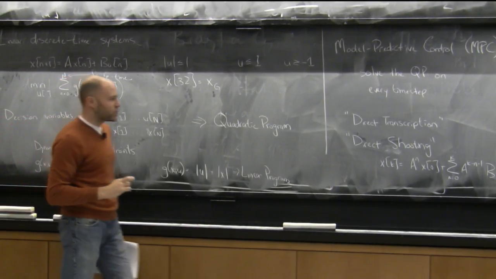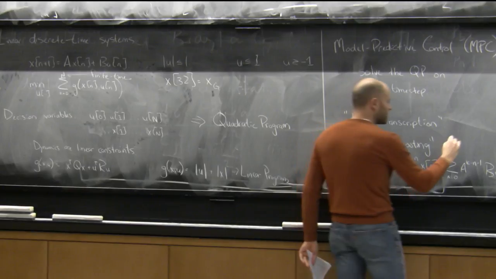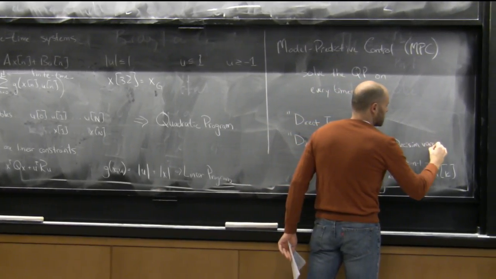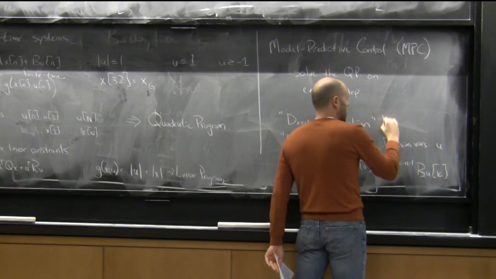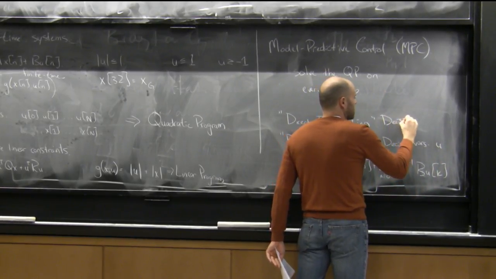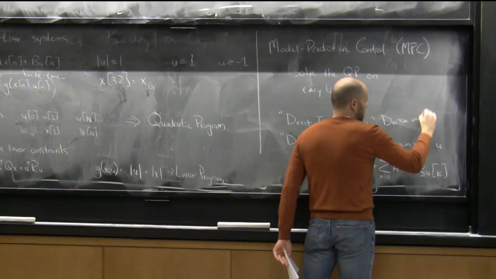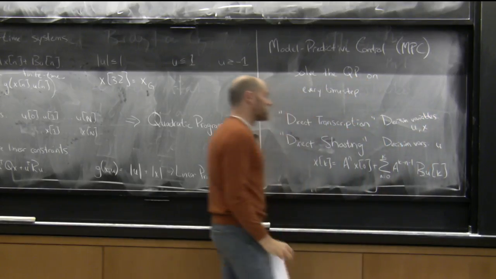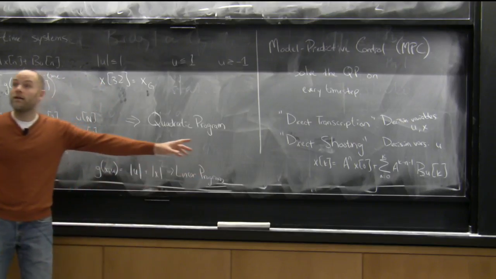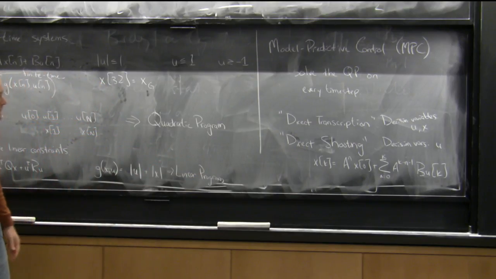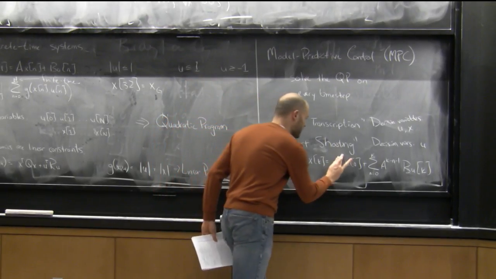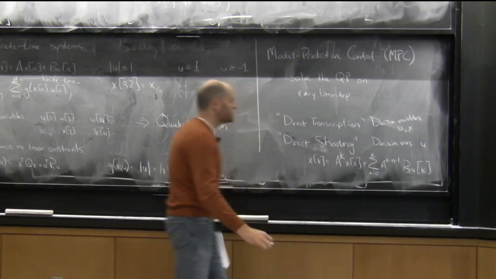So the difference is, for shooting the decision variables are only U, and this one has decision variables x and u. Yeah? I think the A multiplying x of 0, should that not be A? Yes, thank you. See, I told you I switched them exactly. Good catch.